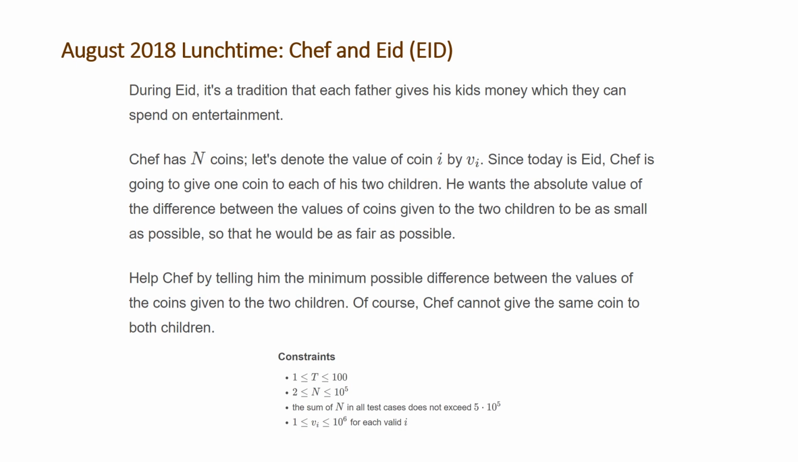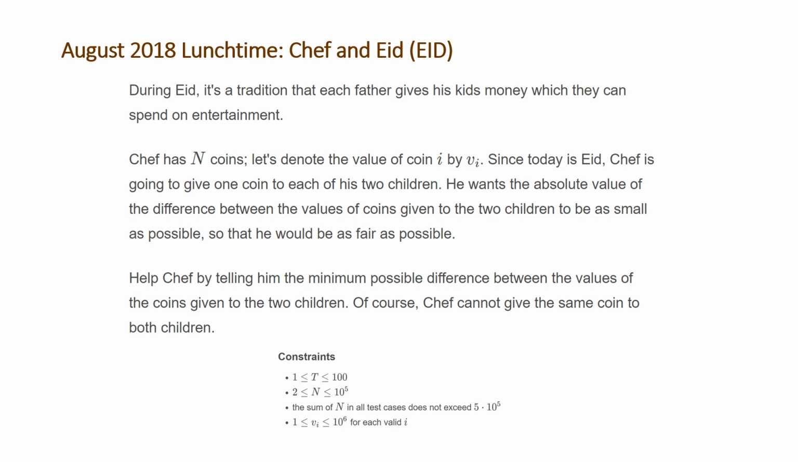Since today is EID, Chef is going to give one coin to each of his two children. He wants the absolute value of the difference between the values of coins given to the two children to be as small as possible, so that he would be as fair as possible. Help Chef by telling him the minimum possible difference between the values of the coins given to the two children. Of course, Chef cannot give the same coin to both children.